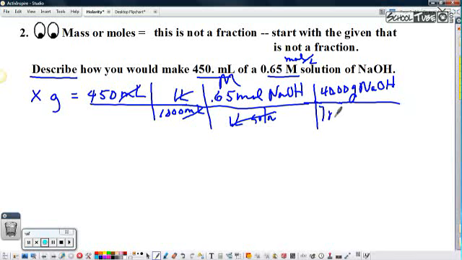All right, so 1 mole of NaOH cancels moles, gives me grams. Y'all need to calculate that for me and tell me the answer. Can we do it on these little things? Yeah, you can do it on little things.